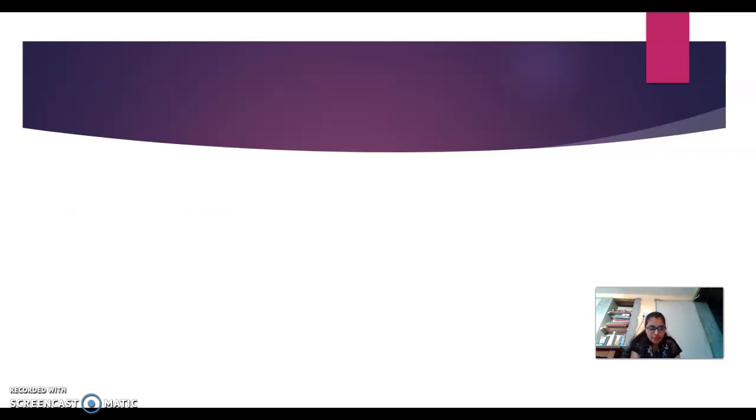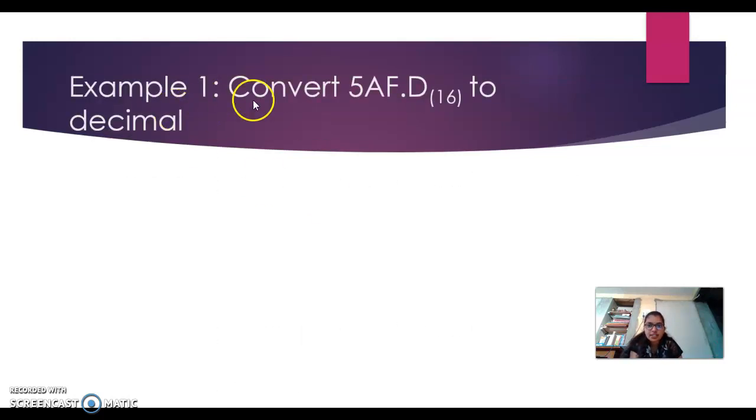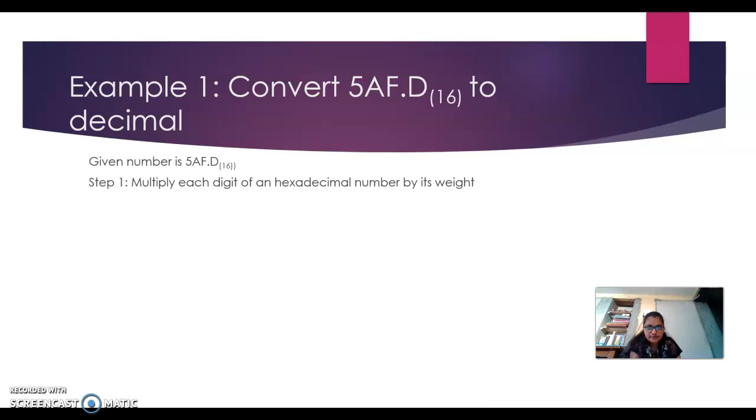Let us have an example for this. Convert 5AF.D to the base 16 to decimal. Start multiplying each digit of the hexadecimal number by its weight. Always start giving the weights from the LSB, which in this 5AF is F. So we'll start from here itself.